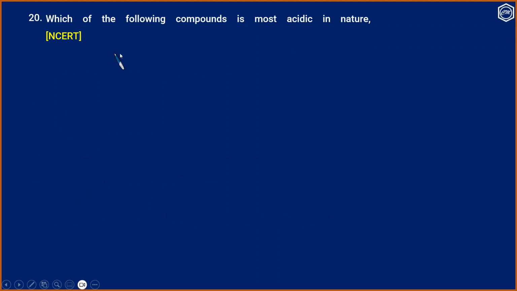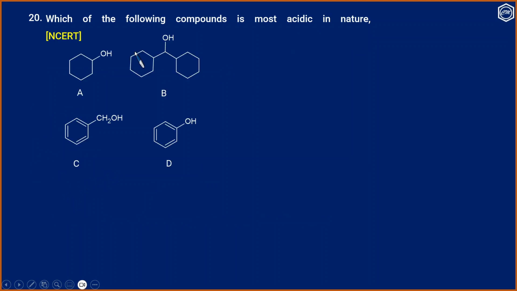Question number 20. Which of the following compounds is most acidic in nature? A, B, C, and D. Option 1, A. Option 2, B. Option 3, C. Option 4, D. And the acidic nature depends on the stability of the negative ion after the removal of the H plus ion.